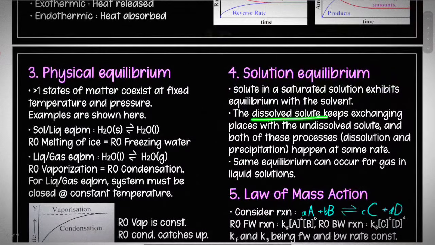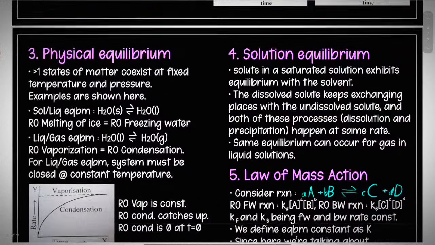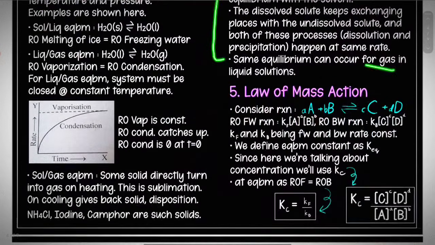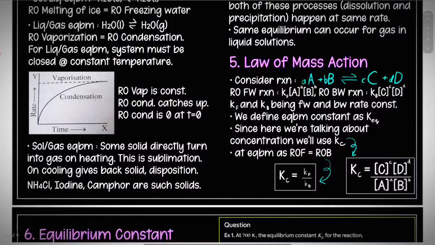Basically, what happens is that a solute is dissolved in the solvent, and there is some solute which is undissolved in the solvent. So the dissolved solute and the undissolved solute keep exchanging places with each other. Both of these processes, the undissolved going into the dissolved state and the dissolved going into the undissolved state, which are called dissolution and precipitation respectively, happen at the same rate, and the same equilibrium can happen for gas and liquid. Now we come to the core of this chapter, which is the law of mass action.